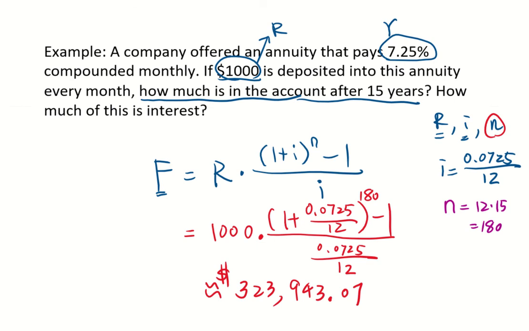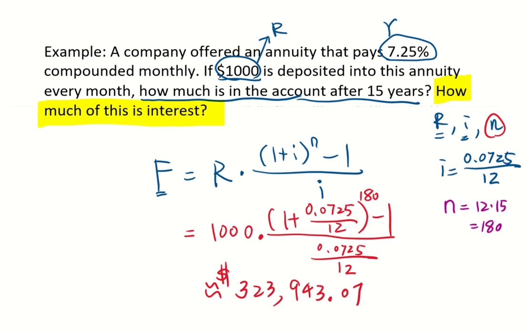Let's look at the second question here. How much of this is interest? To find how much of this is interest, first we want to find how much of this is not interest. Then we will use the total amount of money in the account to subtract a part that is not interest, which is payment from $1,000 per month. Then what we'll get is the interest.